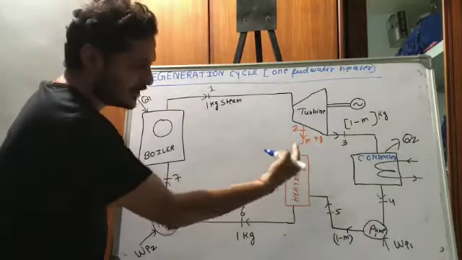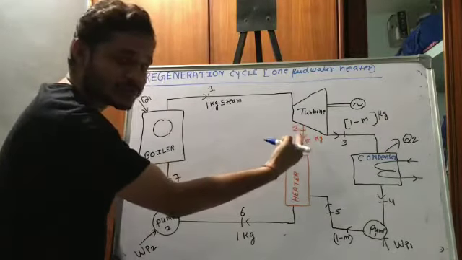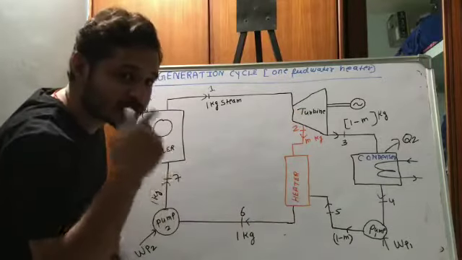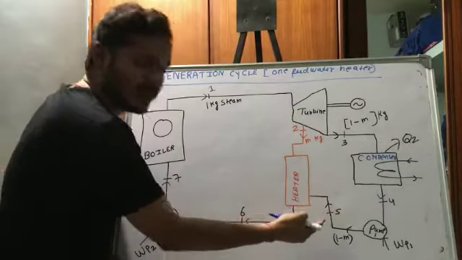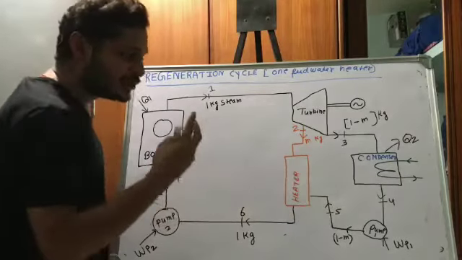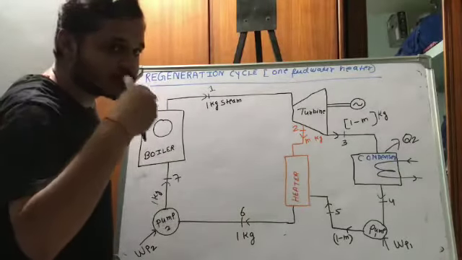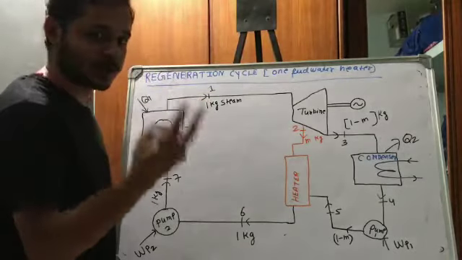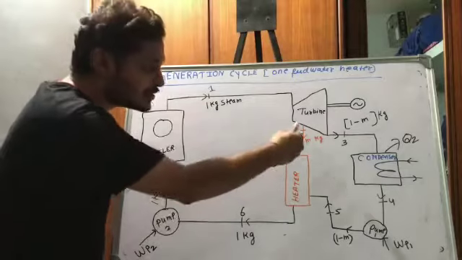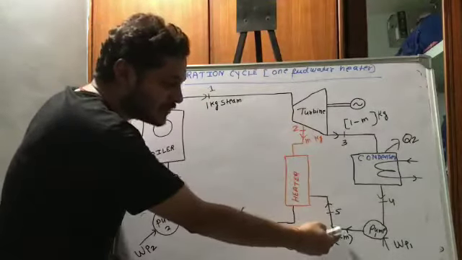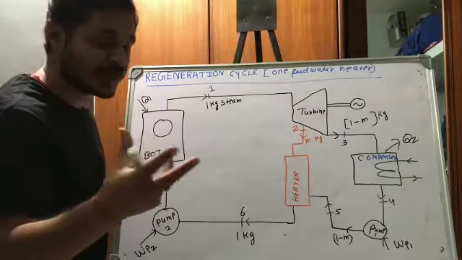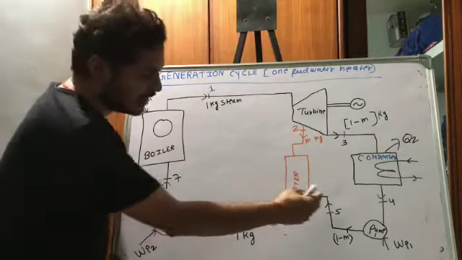Now see what is happening here. m kg of steam is coming from the turbine and 1 minus m kg of compressed water is coming from the pump, and both are meeting here in the heater. Heaters are of two types: closed feed water heater and open feed water heater. We are using an open feed water heater here. Why? Because this m kg of steam and 1 minus m kg of water are being mixed physically. So it is an open feed water heater and both will mix here.